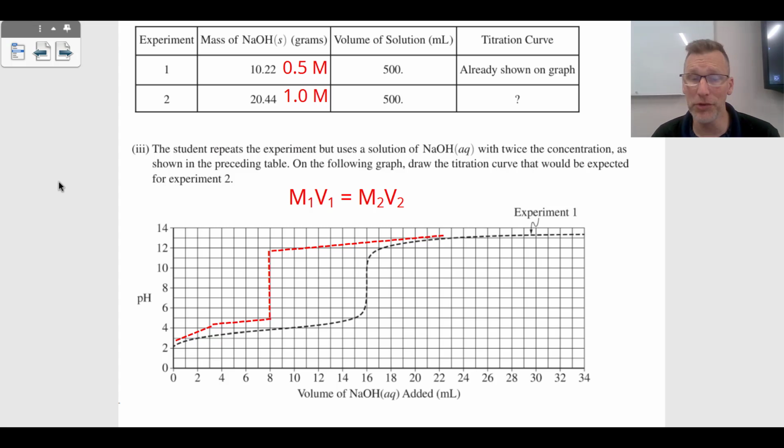Then it goes to part D, problem 3, and the student repeats the experiment but uses double the sodium hydroxide concentration, which means the NaOH concentration is 1.0 molar. It used to be approximately 0.5 molar. If you did M1V1 equals M2V2, what you found was you needed half as much of the NaOH. Therefore, the titration curve would still start at the same point, just above 2. It's going to hit the equivalence point at 8 milliliters added, and then it goes up. This is a rough picture of what your titration curve would look like.